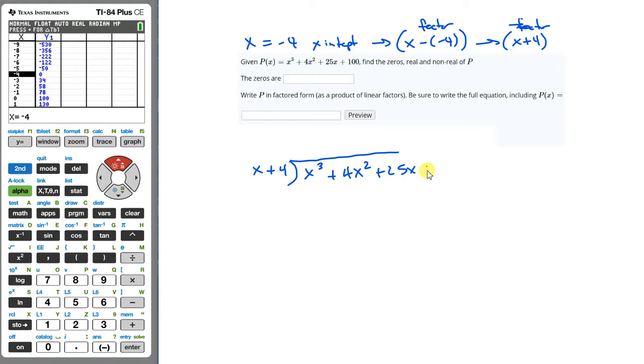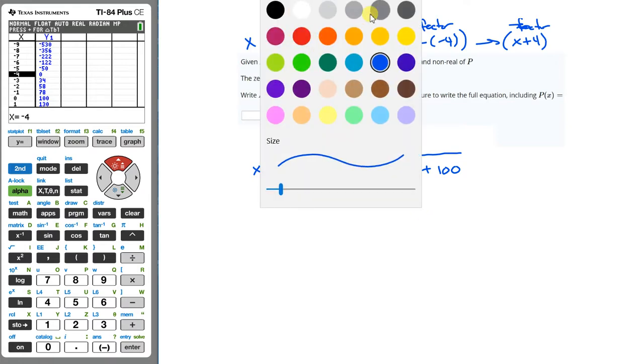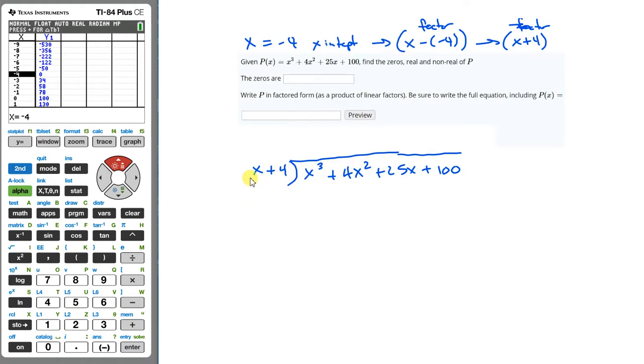Okay, so this is my division. I want to remove the x plus 4 from the polynomial to see what's left over. The way you do long division is you say to yourself, okay, self, how do I make the leading term on the outside become equal to the leading term on the inside? What do I multiply x by to make an x cubed? And the answer is I multiply by what? X squared. X squared times x would give me x cubed.